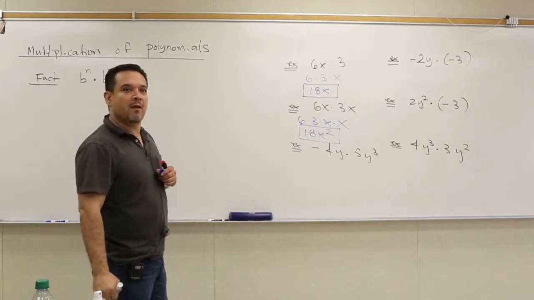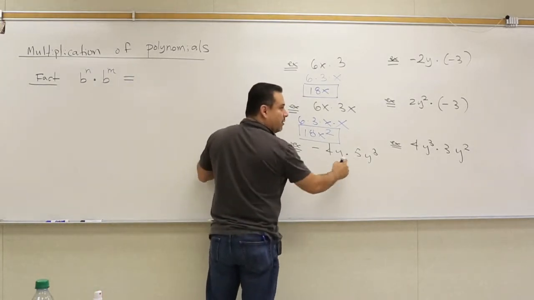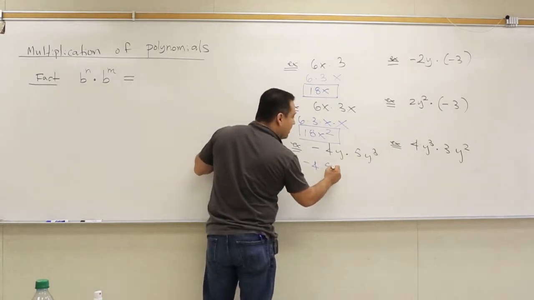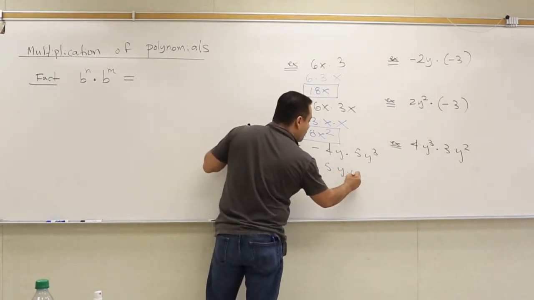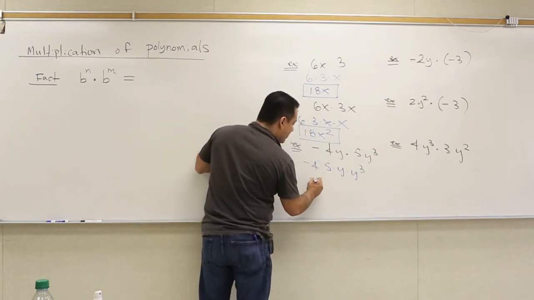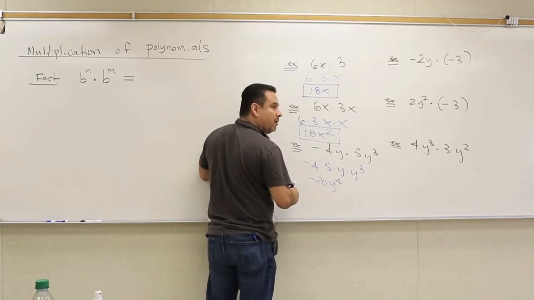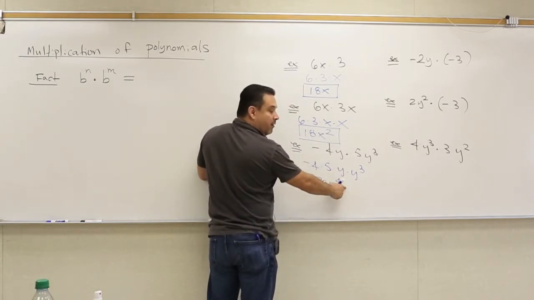Is that true? And then what about this? Let's switch the order. What do you write down? Negative 4 times 5 times what? Times y cubed. And what do you get now? Negative 20y to the what? Is that 4th power? How do we know that's the 4th power?